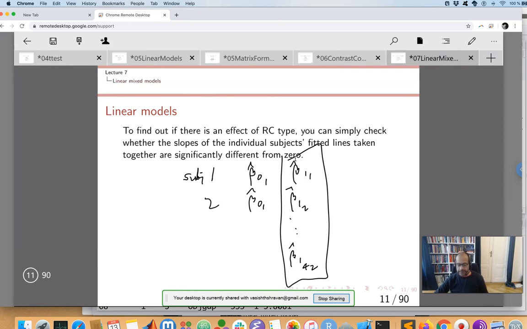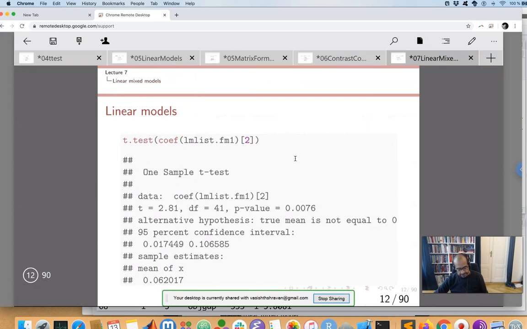And so what I can do now is simply extract that vector of slopes and check whether I can reject the null hypothesis that those numbers are different from 0. Okay, that's the standard one sample t-test. Alright, so that's exactly what I've done here. I extracted the second coefficient, the slopes, from the model. So these are coefficients, I've extracted the second one, and I just do a one sample t-test on that.